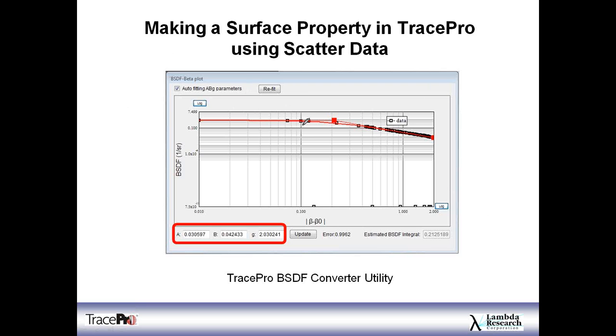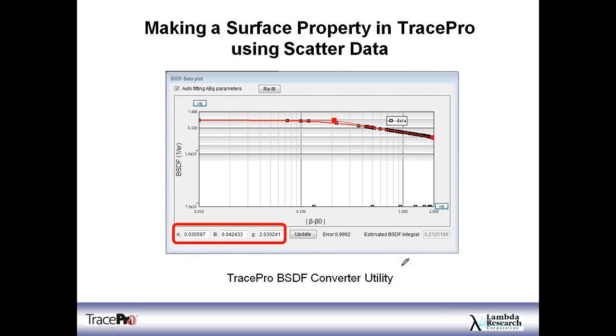So this is a screenshot from the BSDF converter utility that is in TracePro. As of TracePro 7.0, there's a new menu item called Utilities. One of the options in that Utilities menu is the BSDF converter utility, and this lets you read scatter data and convert it to the format that TracePro can use.